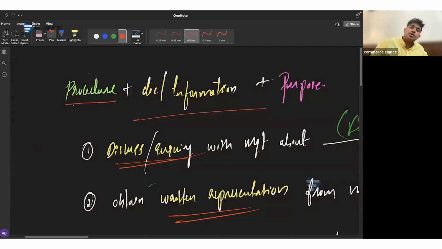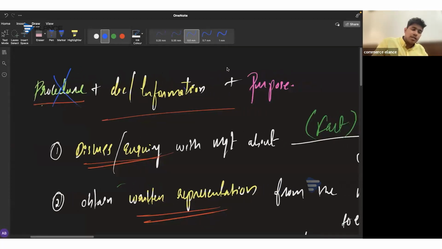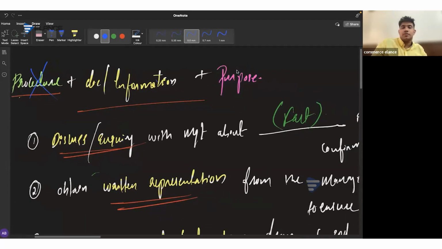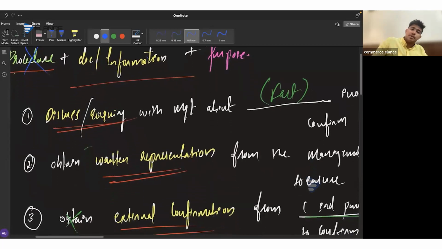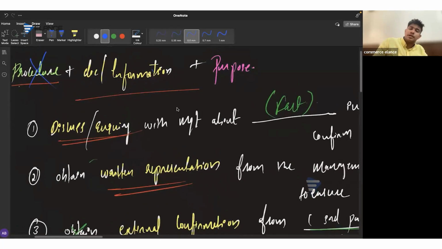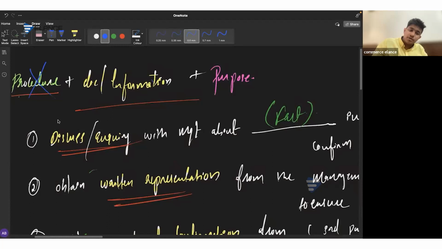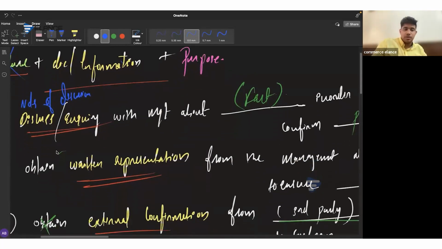So you're not required to include the procedure part, because the procedure is already there, right? So you're only required to include whatever document or information is required. You may mention that, and the purpose of the document or information has to be provided there. So, for example, you should not mention to discuss or inquire with the management. Instead of that, you can write notes of discussion with the management about dash.